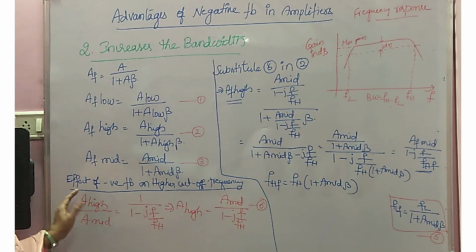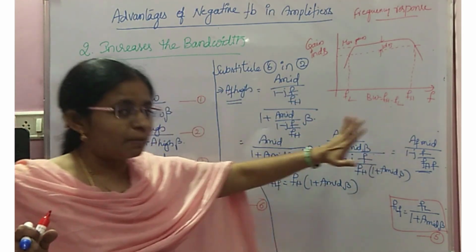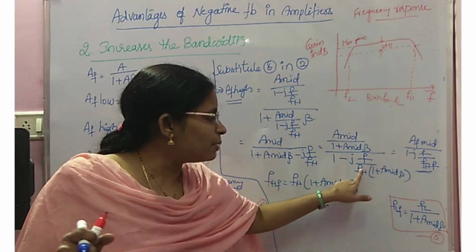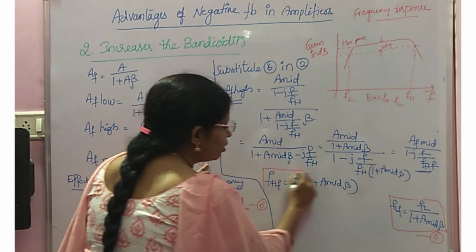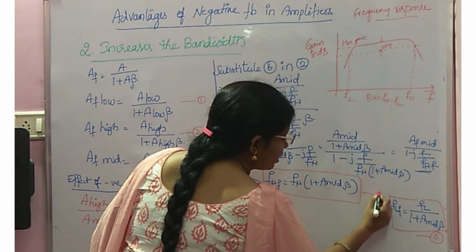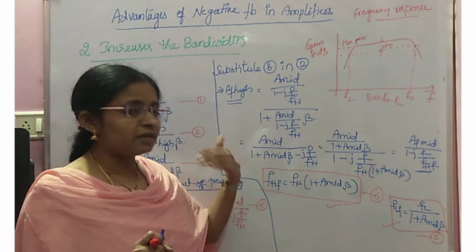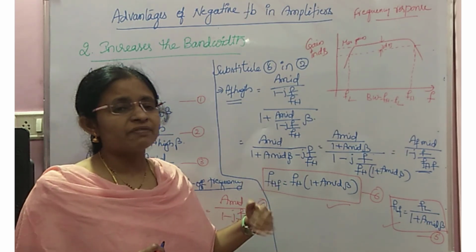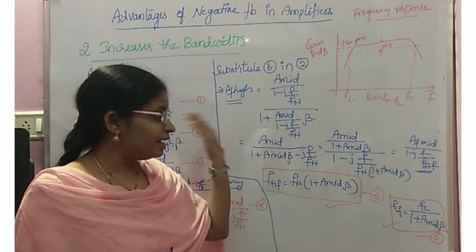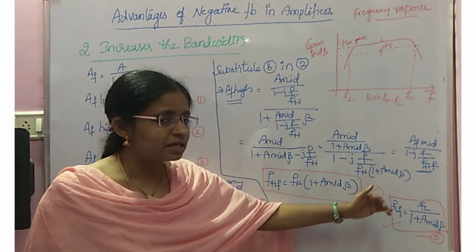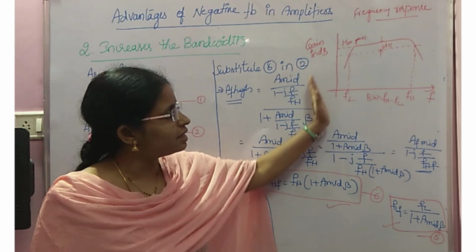Actually, we started with A high by A mid, meaning without negative feedback, and we got the relation with the feedback. In that relation, the upper cutoff frequency Fh gets multiplied by 1 plus A mid beta. Now if you observe these two expressions, equation number 5 and equation number 6: Fh is the upper cutoff frequency without negative feedback and FHF is the upper cutoff frequency with negative feedback. It gets multiplied with 1 plus A mid beta, meaning the upper cutoff frequency is increased. And the lower cutoff frequency is decreased. So with negative feedback, the lower cutoff frequency is decreased and the upper cutoff frequency is increased.